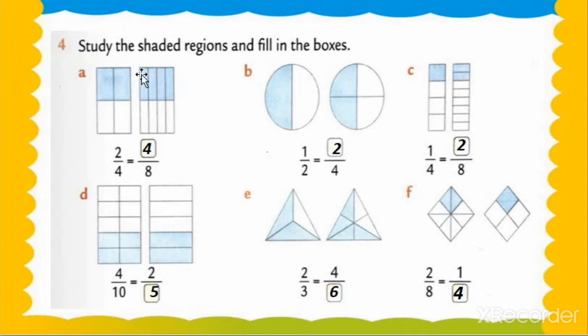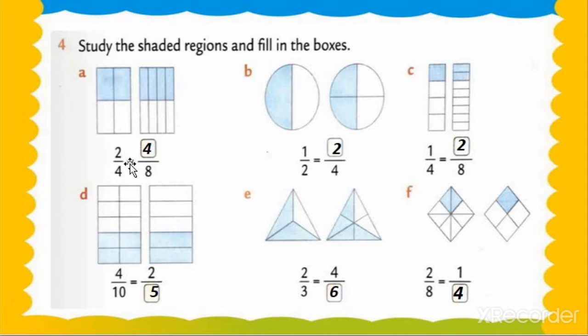Okay, what is the first part, my dear students? Here is a rectangle. Here are two fraction shapes. See this, both are rectangles. In the first rectangle, there are 4 parts. How many parts are there, dear students? There are 4 parts. See, 1, 2, 3 and 4. That's why we write 4 as the denominator.